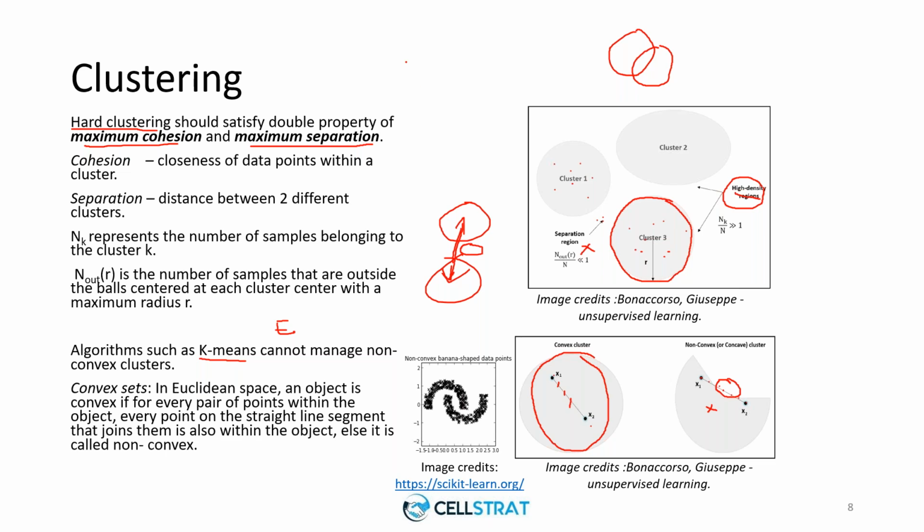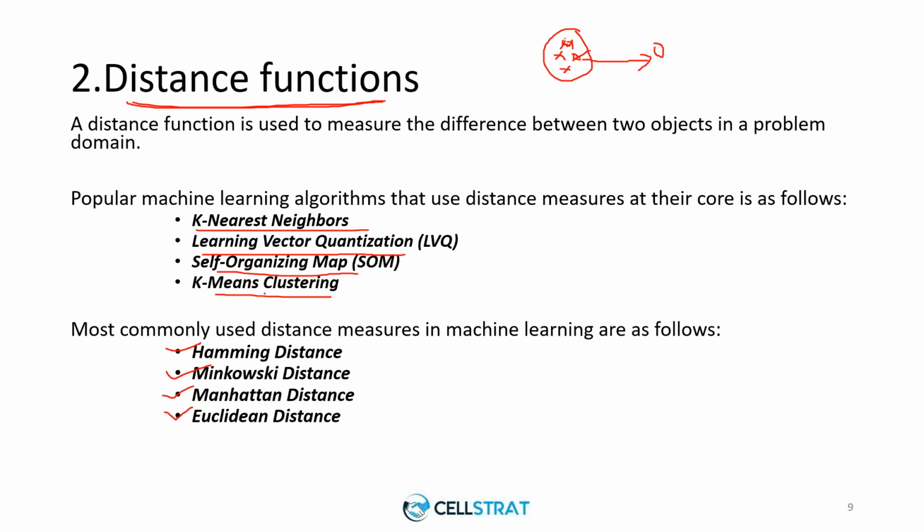So yes, that is the right answer: since Euclidean distance just measures one straight line, it does not take the plane into consideration. That is the reason why, when you're using a distance metric like Euclidean, you cannot work with non-convex clusters, and it will definitely fail, or it does not give the intended results.